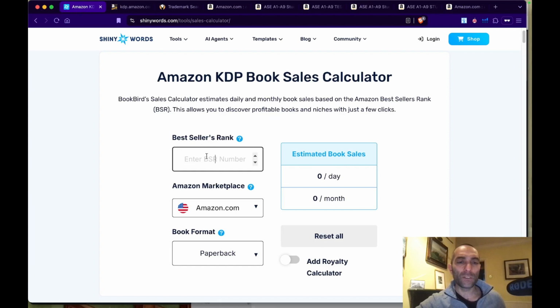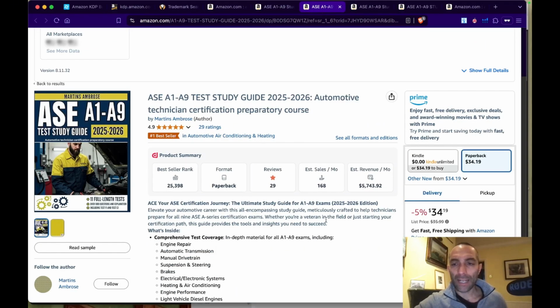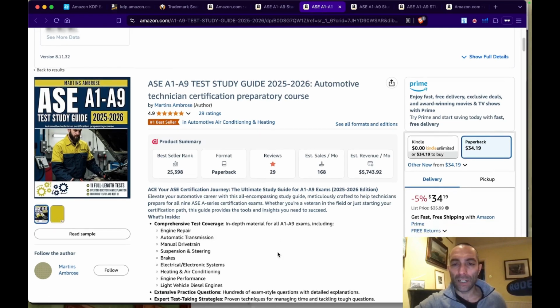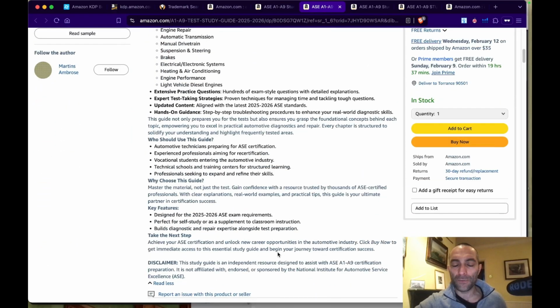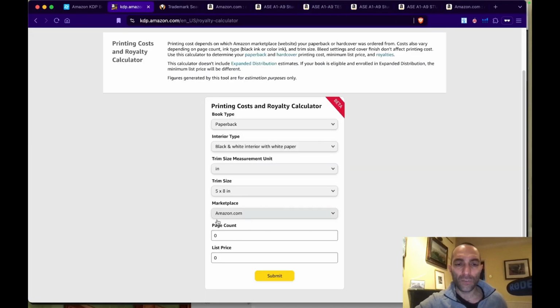25,398. It's probably 10, 11 books a day. Right, 11 books a day. Now, oh, it's not this one. This is selling at 35.99. It's 8.5 by 11 and it's 559 pages. So if I go here, 559 pages, 35.99, and it's in black and white.